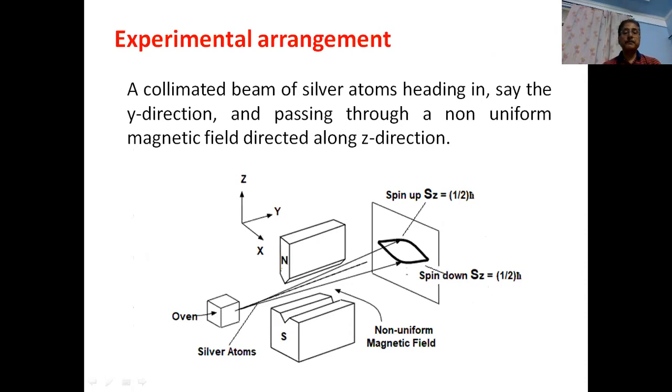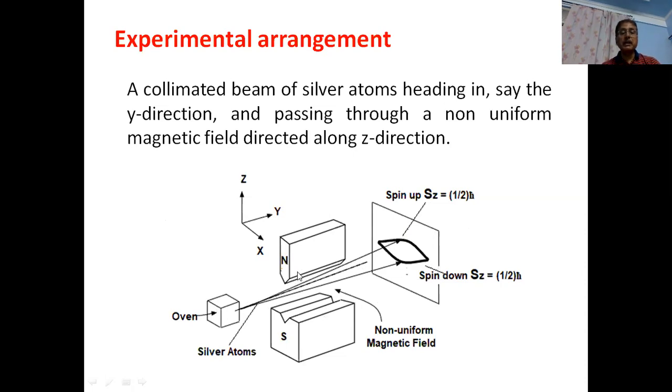This is the experimental arrangement. As you can see, a collimated beam of silver atoms heading in, say, the y direction passes through a non-uniform magnetic field, which is directed along the z-axis. This magnetic field is non-uniform. This is the screen on which the deflected silver atoms will be striking. So this is the experimental arrangement.